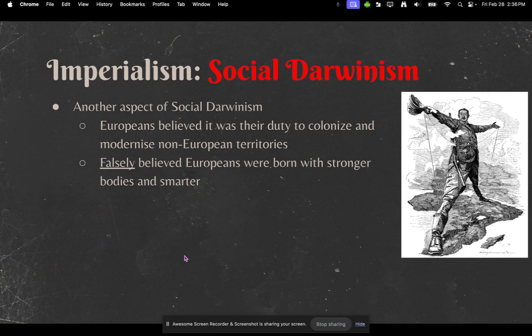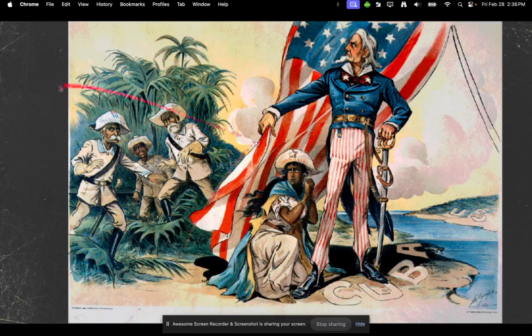All right, so another aspect of social Darwinism is that the Europeans believed it was their duty to colonize and modernize non-European territories. They also falsely believed Europeans were born with stronger bodies and were smarter. Again, that all ties back with social Darwinism and those pseudosciences, like we talked about last unit. So there are a lot of political cartoons during this era as well. You will see Uncle Sam a lot. He usually represents the United States. So for example, in this one here, you will see that it's Uncle Sam. He's standing tall with the American flag draping over Cuba, like trying to protect Cuba from the other colonizers.